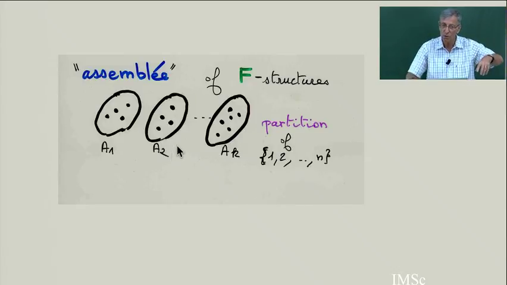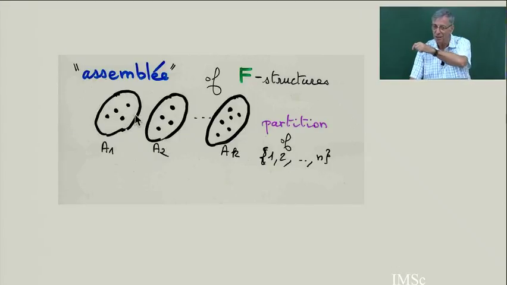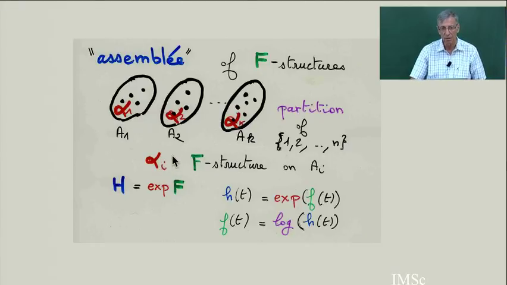So when you do this, you have to imagine that all the points, the labels 1, 2, 3, 4, 5, ..., n, are split among all this set of black points. And so you have this theorem. If the generating function of each block is f, then the generating function for an assembly of f structures is the exponential of f, or the reverse, you have the logarithm.